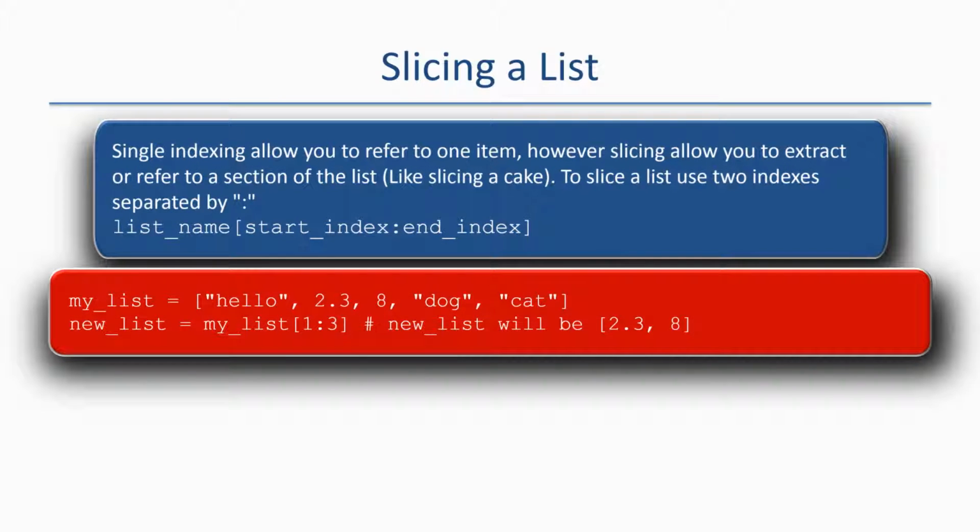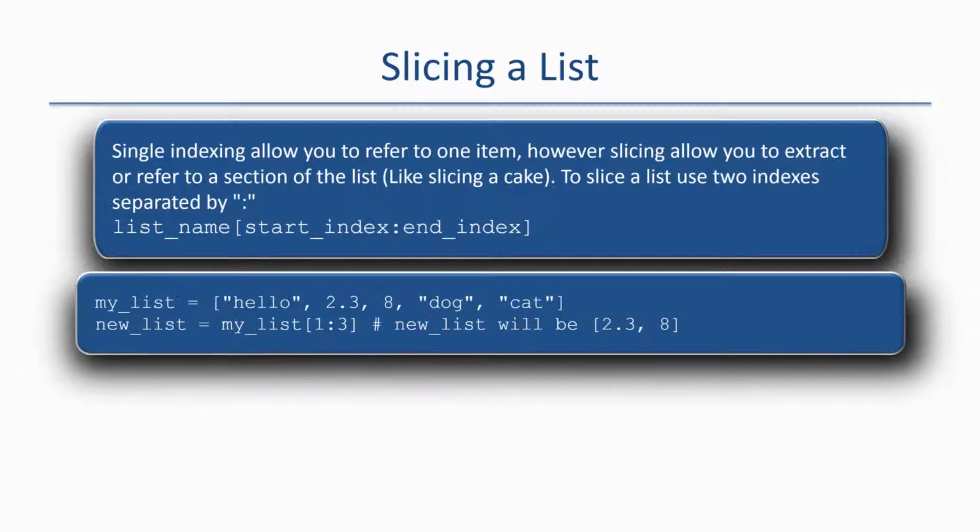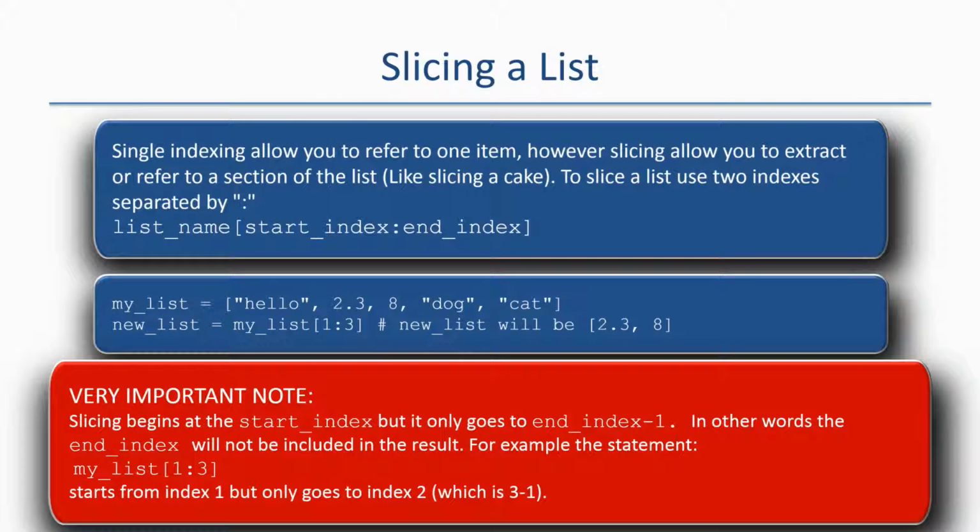Here is an example. Again, I created my list with 5 elements, and then I'm going to extract a section of it, which is slicing from 1:3. And the new value of the list would be 2.3 and 8. It is very important that you note that slicing begins at the start index, but it only goes to the end index minus 1. In other words, the end index will not be included in the result.